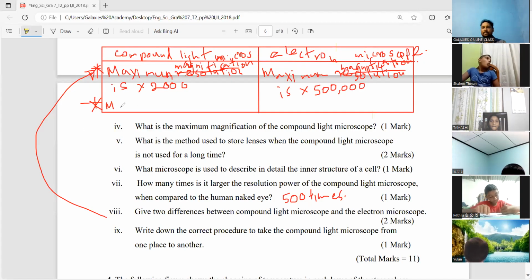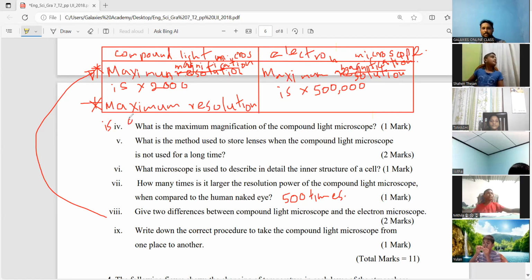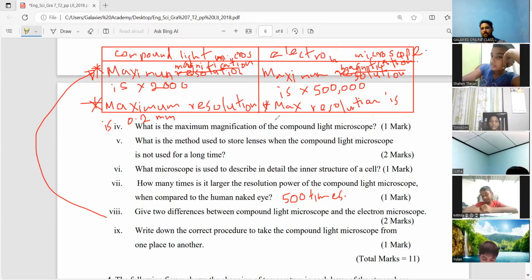Right, then next point, write down maximum resolution. Maximum resolution is 0.2 millimeters, but the electron microscope maximum resolution is 0.0005 micrometer.